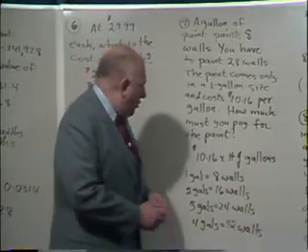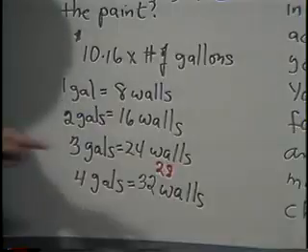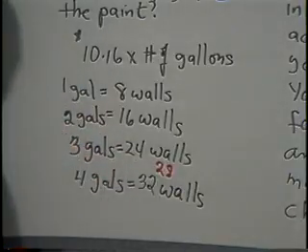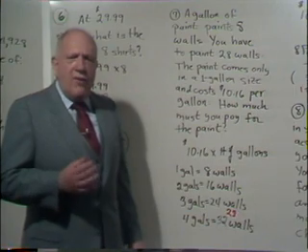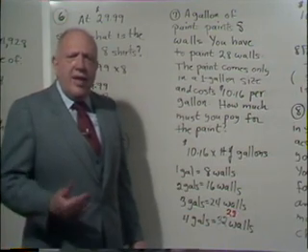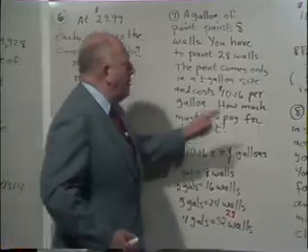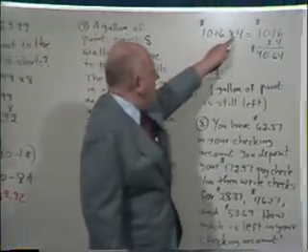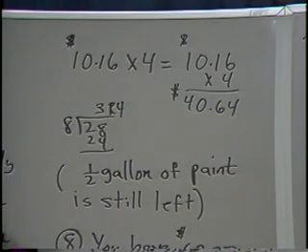Well, look at, we have what, 28 walls? 28 is more than 24, but less than 32. That means we need more than 3 gallons, but less than 4 gallons. But the paint only comes in 1-gallon sizes. So the fact that we need more than 3 gallons says that we have to buy at least 4 gallons. So we go out and we do what? We pay $10.16 4 times. And $10.16 times 4 is $40.64.